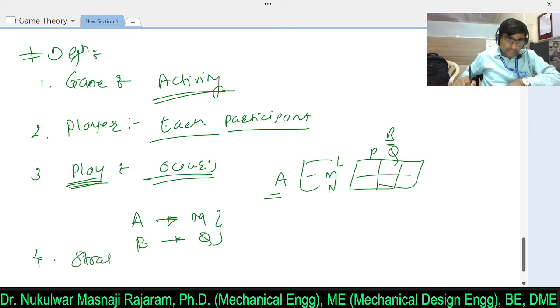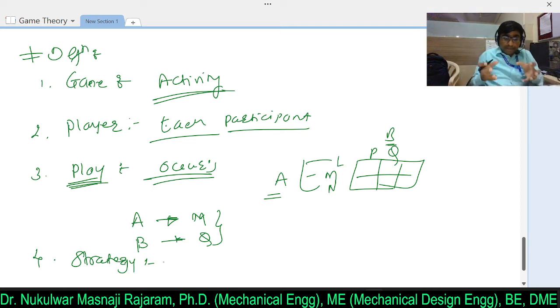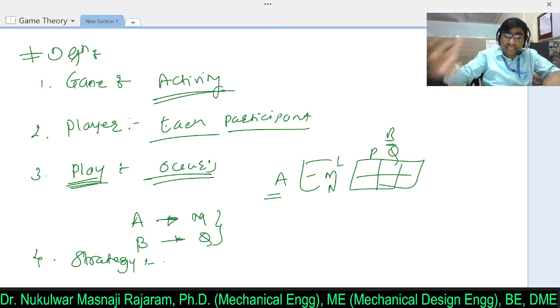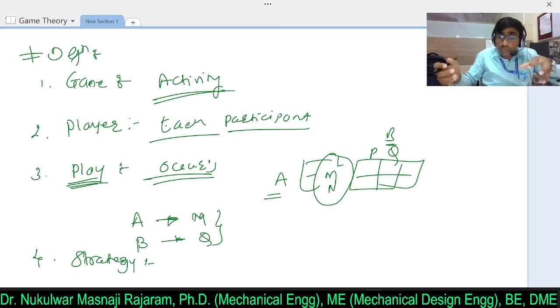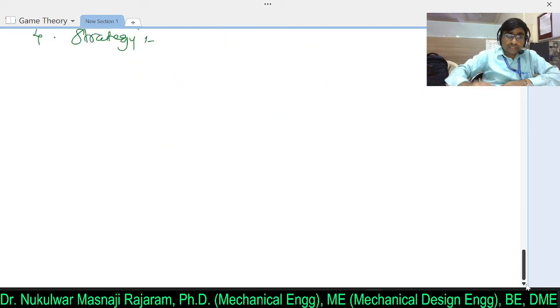Clear? Next, strategy. Strategy is nothing but a predetermined rule by which a player will decide his course of action. So whatever I explained at the start, that is L, M, N. These are the strategies of player A. P, Q are the predetermined strategies of B. Clear? So this is nothing but the strategy. In that, different strategies are there.